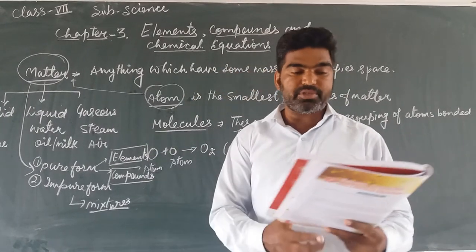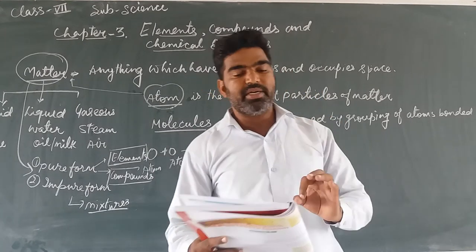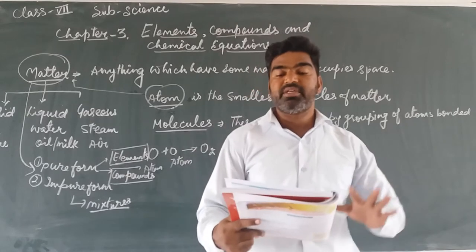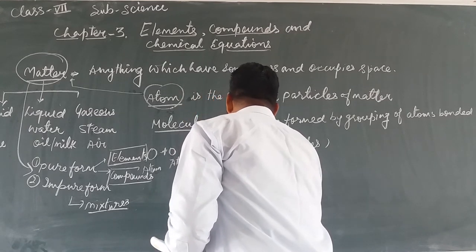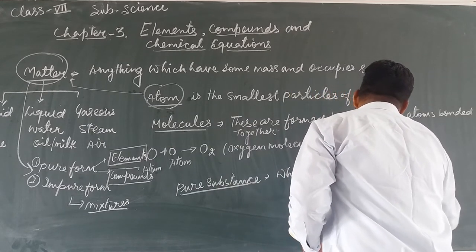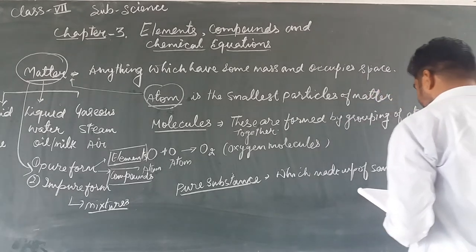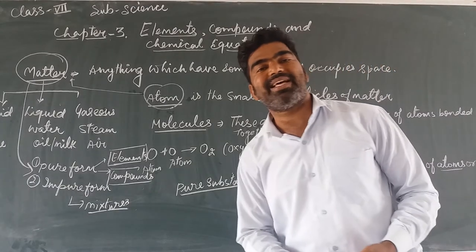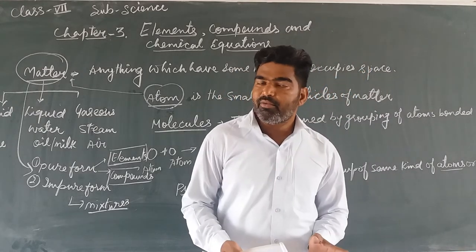So now first we are going to discuss the pure substances. Everybody see in your textbook, page number 33. It's very clearly given in your textbook. If we go through the textbook, it's easy for us to understand everything. Pure substances are those substances which are made up of the same kind of atoms or molecules, only one kind of atoms or molecules. That is called a pure substance.